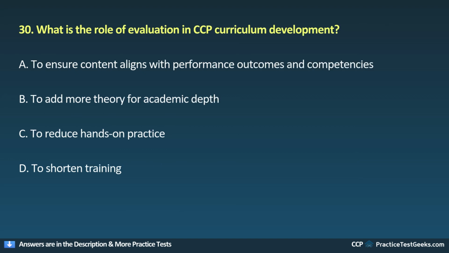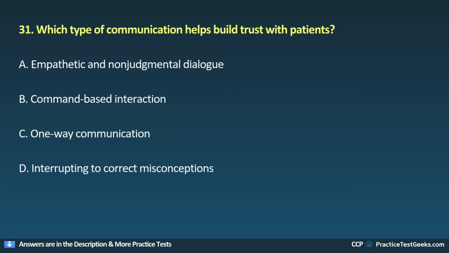30. What is the role of evaluation in CCP curriculum development? A. To ensure content aligns with performance, outcomes, and competencies. B. To add more theory for academic depth. C. To reduce hands-on practice. D. To shorten training.